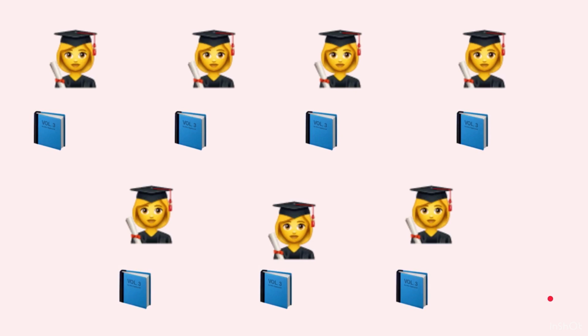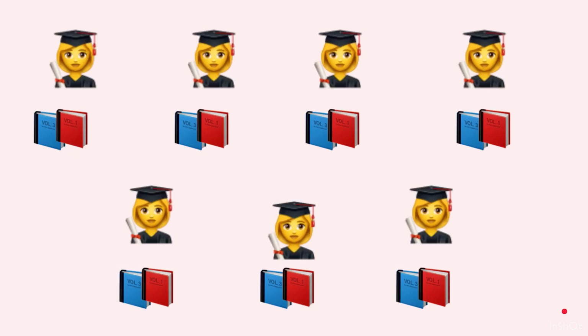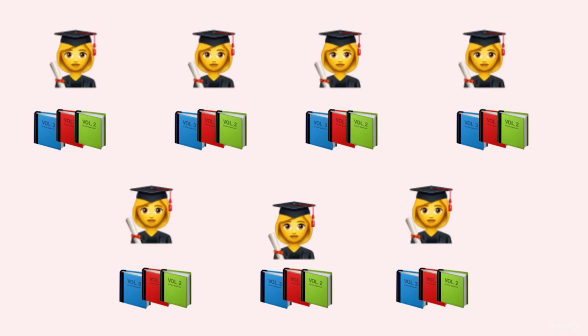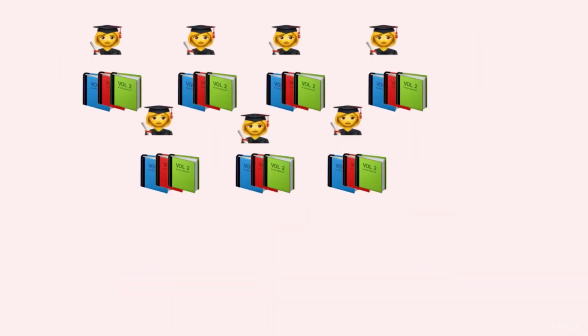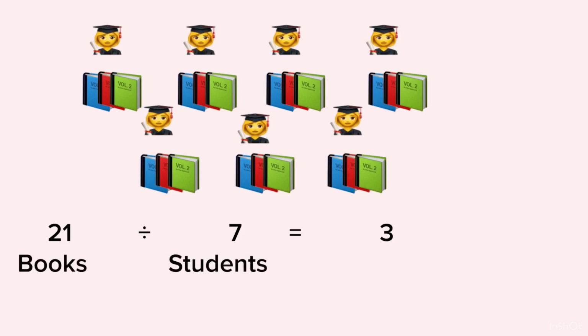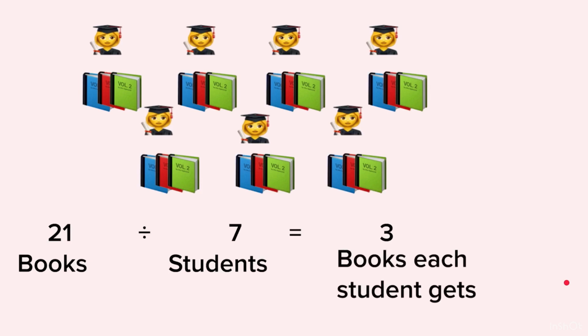Now we will take the next set of books, that is the red ones, and give each one of them 1 red book. Then we take the green books and again everyone has a green book too. So this finishes off all the 21 books. Now do you notice each student has 3 books. So which means when we write in terms of mathematics, 21 divided by 7 is equal to 3. 21 was the number of books, 7 is the number of students and 3 is the books each student gets.